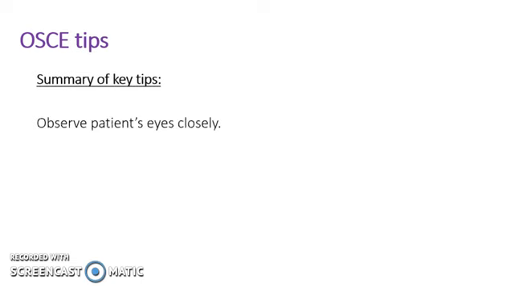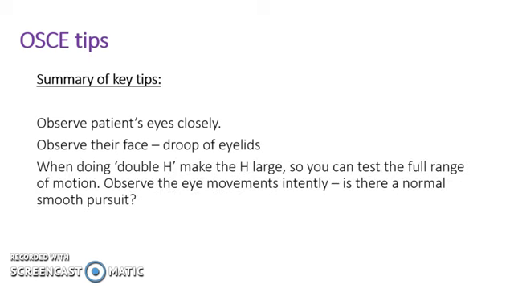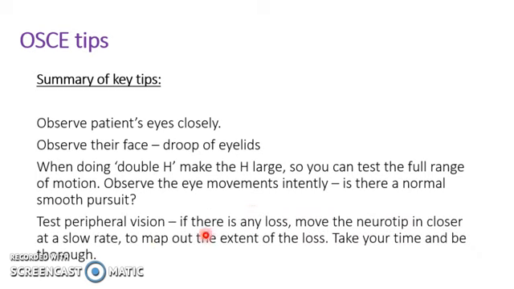So just some tips for the OSCE, a summary of the key points if you will. Watch their eyes closely. Watch their face. Do they have any droop in their eyelids? And when doing the double H movements, make the H quite large so that you can really test the full range of motion. And then also test their peripheral vision. If there is any visual field loss, again, move it in slowly.